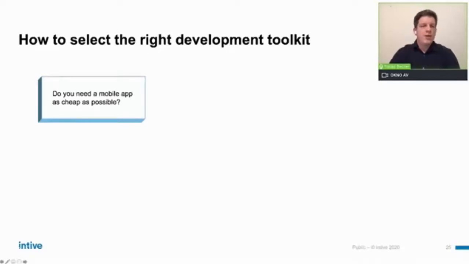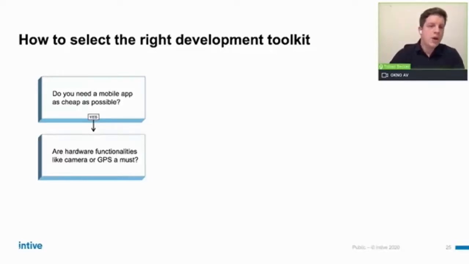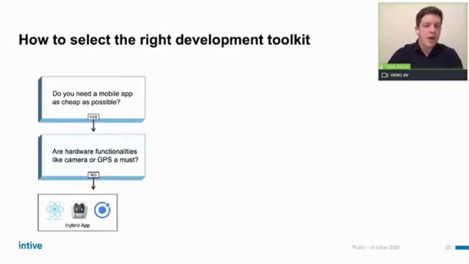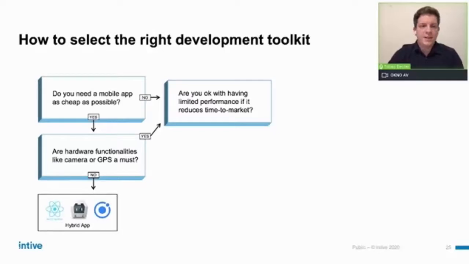The first question is, do you need a mobile app as cheap as possible? If yes, ask yourself if you need hardware functionalities like camera or GPS, if those are a must or not. And if they aren't a must, hybrid applications using web technologies like React Native, Cordova, and Ionic are a good fit for your application. If you need the hardware functionalities like camera and GPS, and you don't need the mobile app as cheap as possible, the next question you need to ask yourself is, are you okay with having limited performance if it reduces time to market?